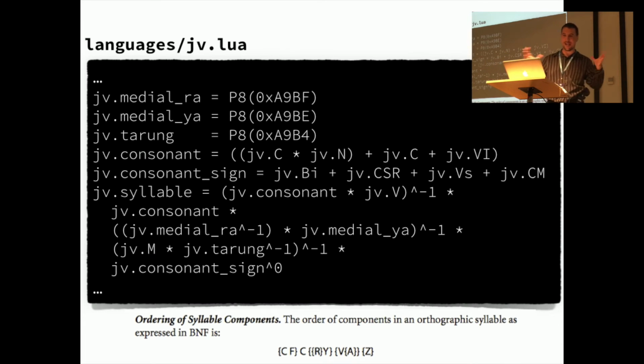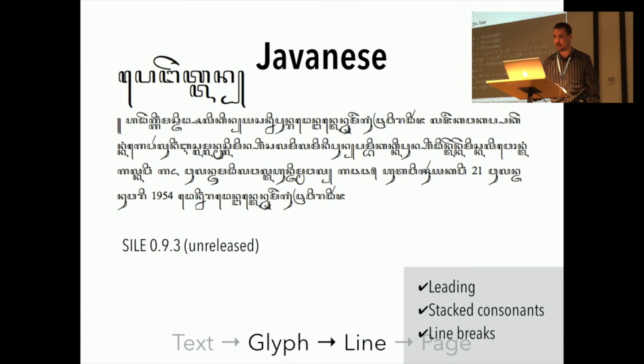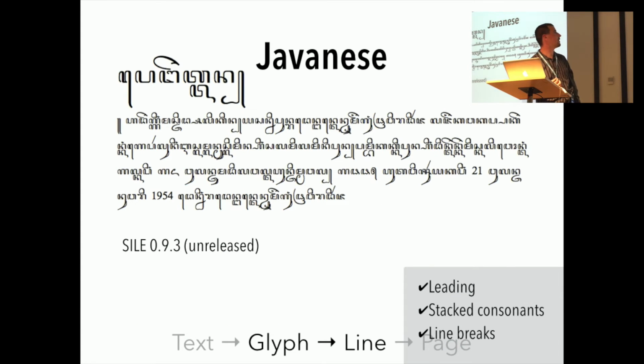And this is one of the ways that you can extend SILE. You can say, here's some information about how to process a language, drop it in, and suddenly it knows about Javanese. And we process the same file, and now it looks like this, which I think, I don't know anything about Javanese, but I think it looks better anyway.